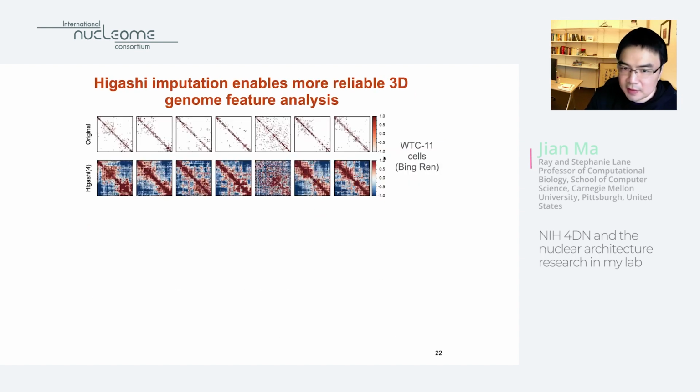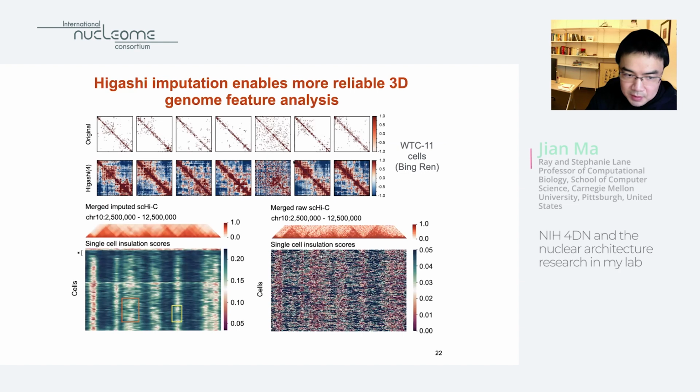Here are some examples. This is data from another 4D Nucleome investigator team, Bing Ren, who leads another UM1 center project in phase 2 of 4DN. The first row is the original single cell Hi-C contact map, and the second row is the imputation result from Higashi, our approach. You can see that we can drastically enhance the signals, and you can derive a lot of useful information after the imputation. On the left-hand side, this shows when we call the insulation scores in individual cells. Each row is an individual cell, and each column here is a genomic locus.